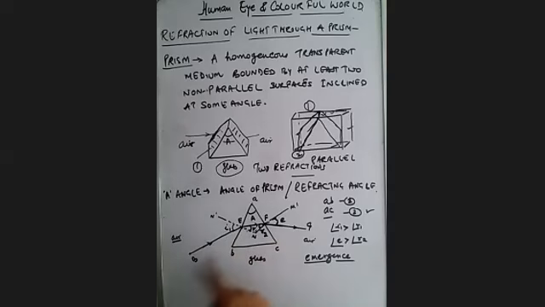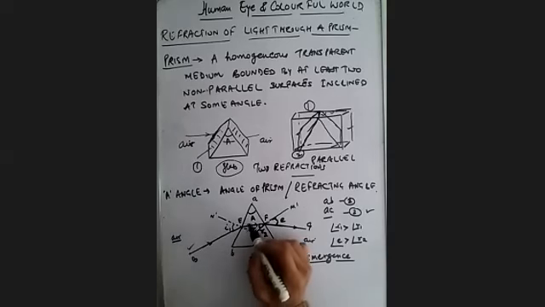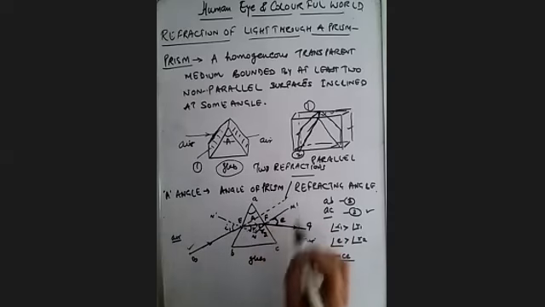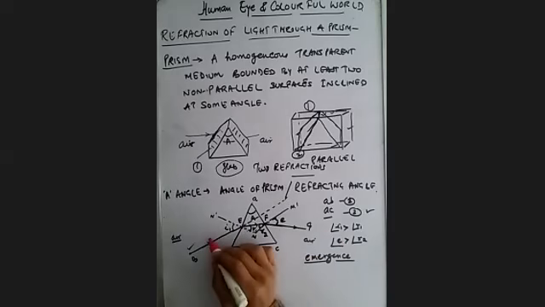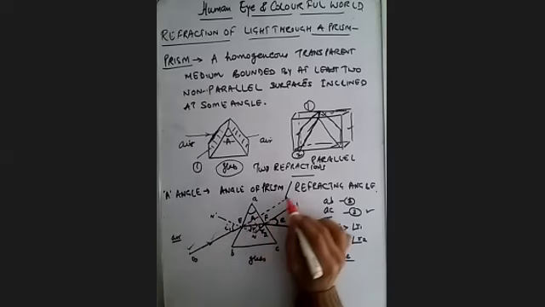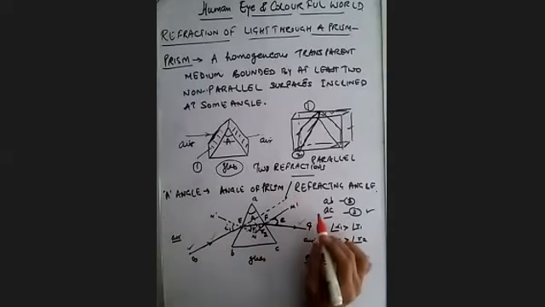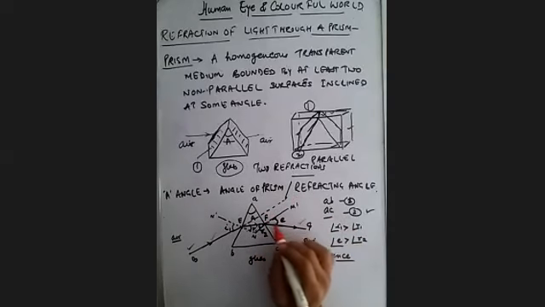And now you see this was the original path of the ray along BE. If there was no prism, the ray would have gone like this. Now because the prism came in between, what happened? The path of the ray changed. Now the final ray, this was the original ray, and this is the original path, but this is the final ray after two refractions.